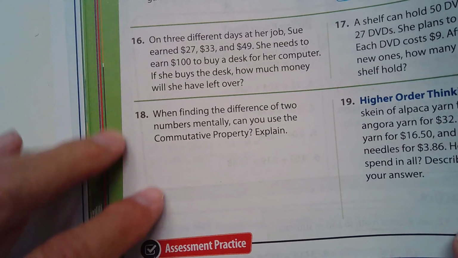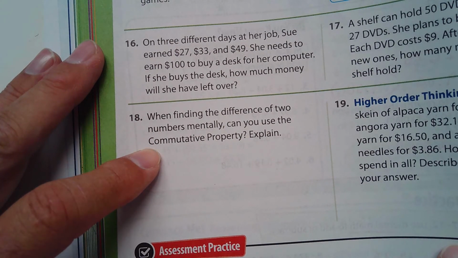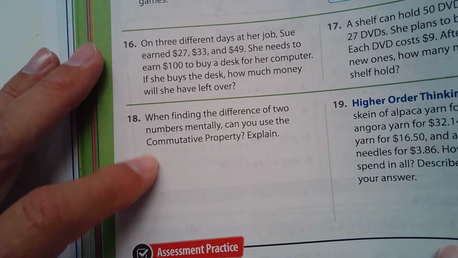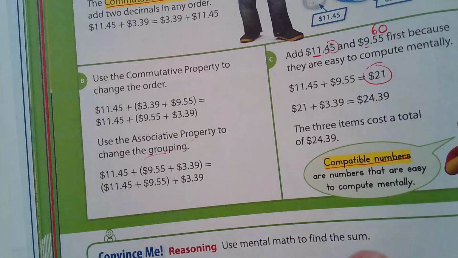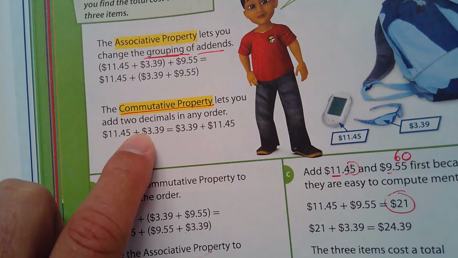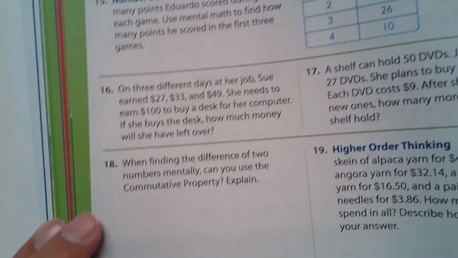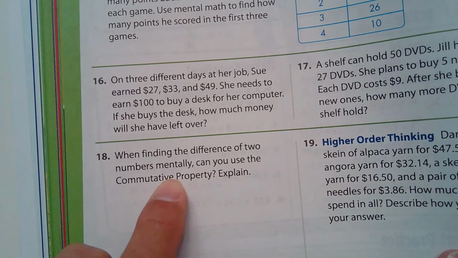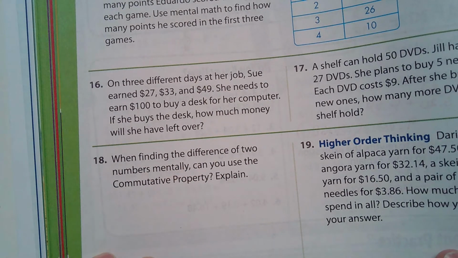All right, 18, when finding the difference of two numbers mentally, can you use the commutative property? Explain. Well, what's the commutative property? Commutative property lets you add two decimals in any order. Well, yeah. Can you use the commutative property, finding the difference of two numbers? Yes, you certainly can. All right.